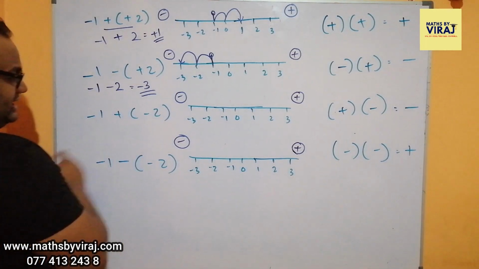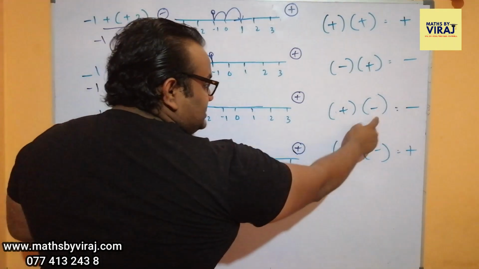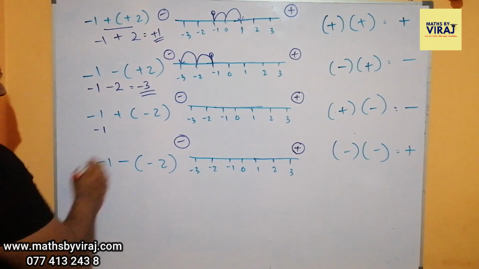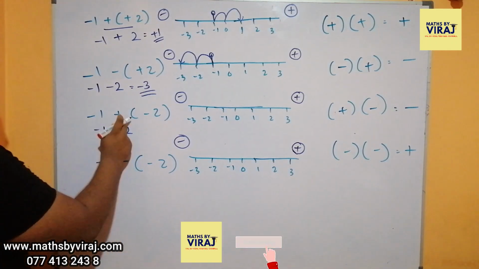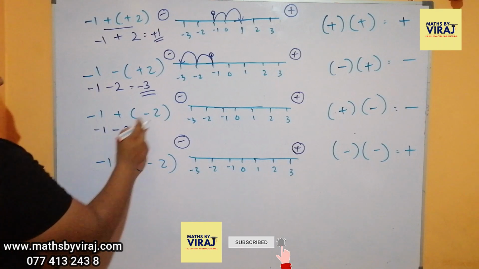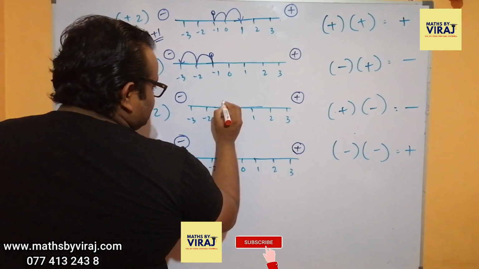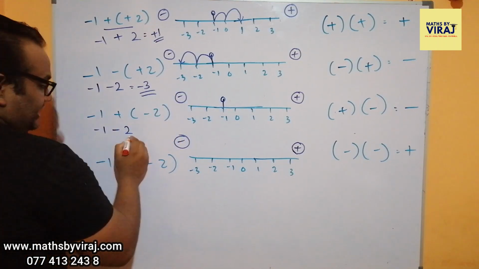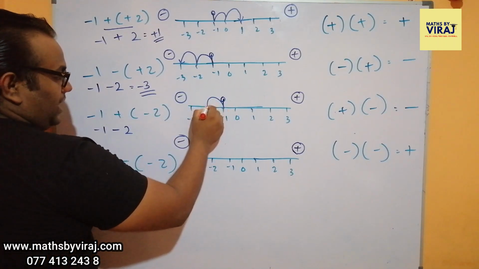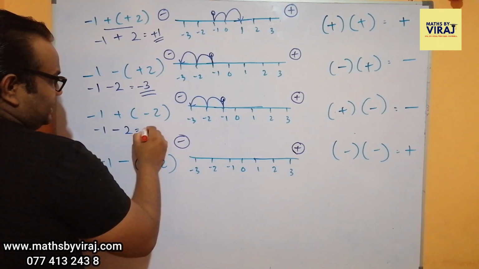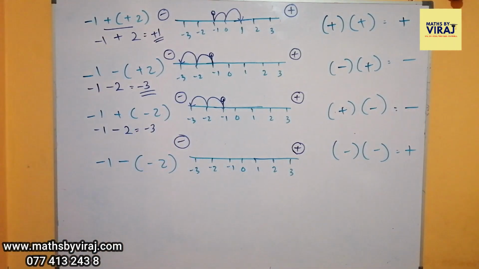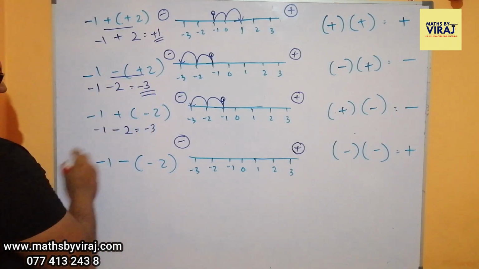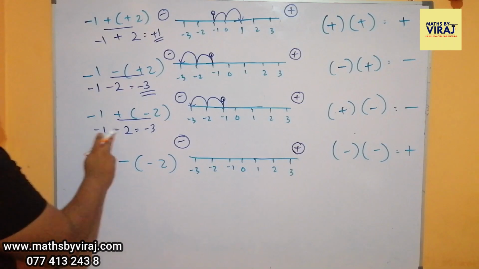Here plus and minus. When it is plus and minus, it is minus. Therefore, minus 1, minus 2. I am in minus 1. I move towards the minus side. How many times? 2 times. 1, 2. And the answer is minus 3. Now you see that, children, again, minus and plus together, minus. Plus and minus together, minus.